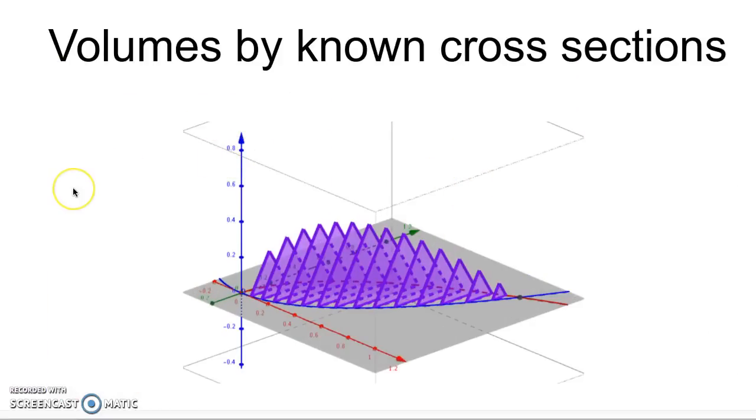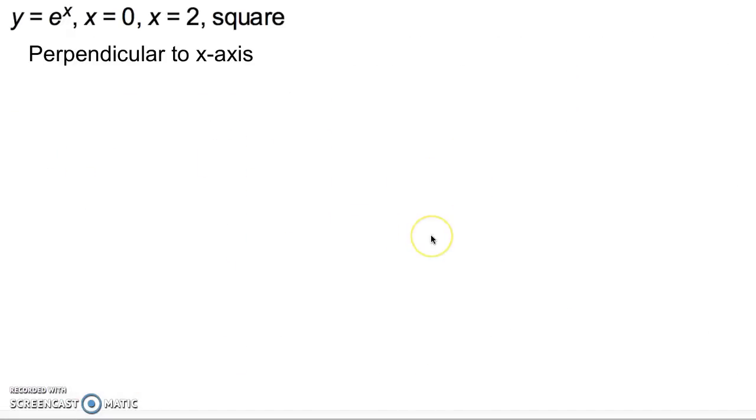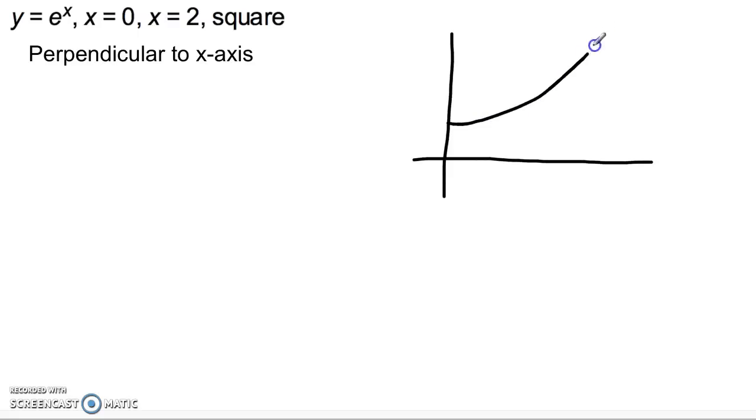So let's take a look at a cross-section by squares. Let's say we have the graph of y equals e to the x, x equals 0, x equals 2. So these are curves that are going to form a region in the first quadrant here. E to the x is going to slope up like that. That, of course, would be the point 0, 1, since it's an exponential function. X equals 0 is just the y-axis, and let's call this x equals 2 over here, this vertical line.